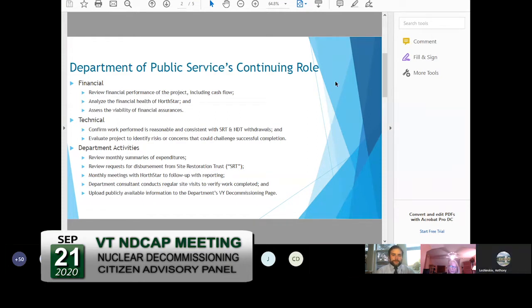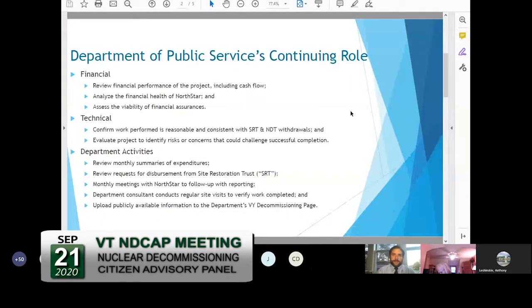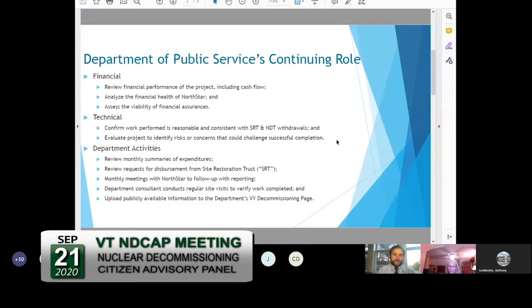Just a brief summary of the department's role for those who aren't already familiar with it. The department has both a financial and technical oversight role for the decommissioning process. Under the financial role, the department and its consultants review the financial performance of the project and analyze the financial health of NorthStar. Under the technical role, the department confirms the work that is performed by NorthStar in relation to the Site Restoration Trust and Nuclear Decommissioning Trust withdrawals. The department also evaluates any risks or concerns that could challenge the successful completion of the project by its intended timeline.